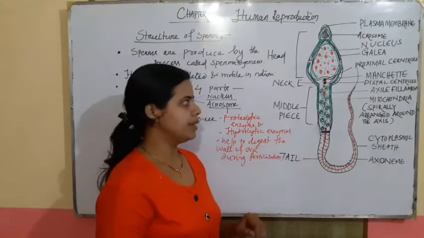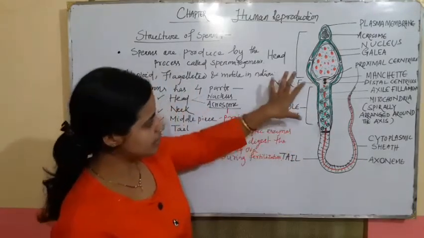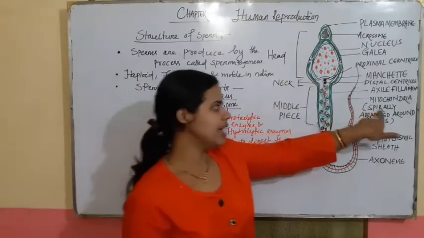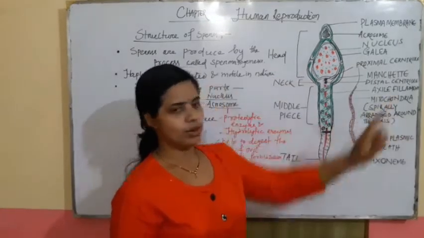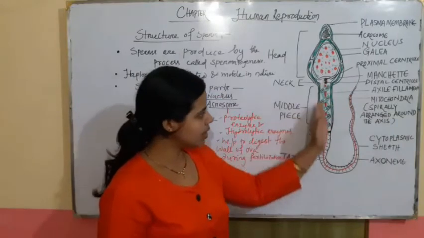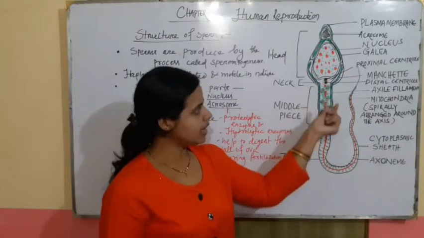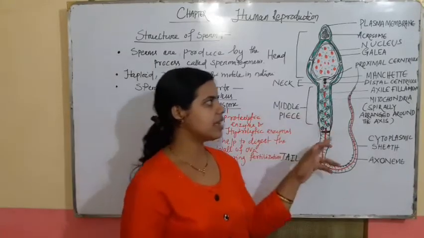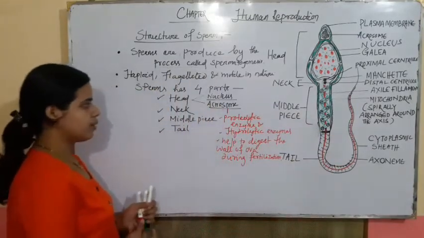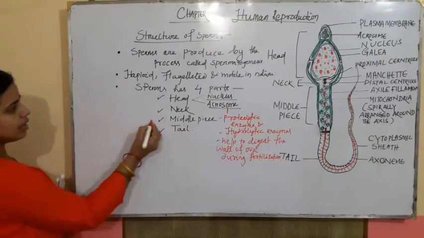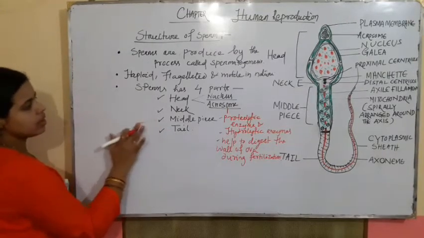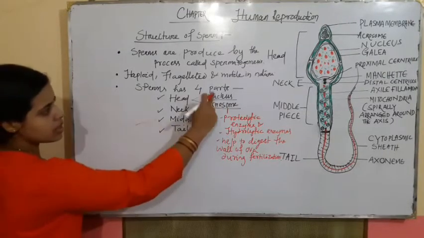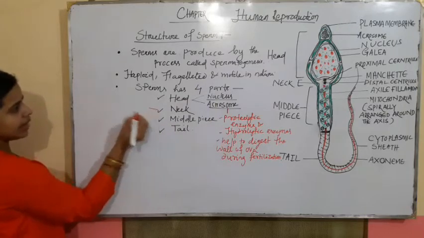Then come to the middle piece. Middle piece possesses spirally arranged mitochondria around the axis, and the function of the mitochondria is what? It consists what? Okay. So about this we discussed. Come to the neck region.